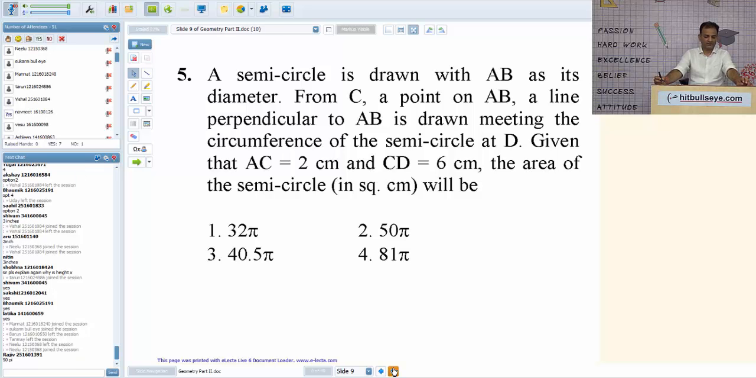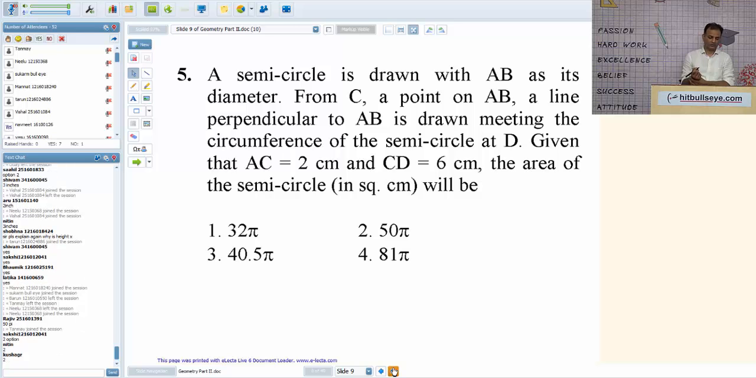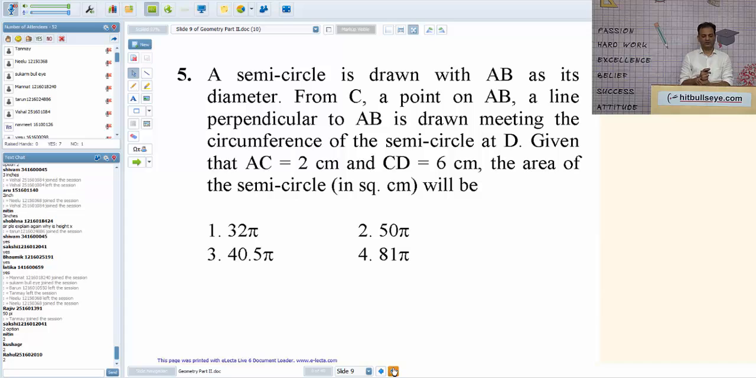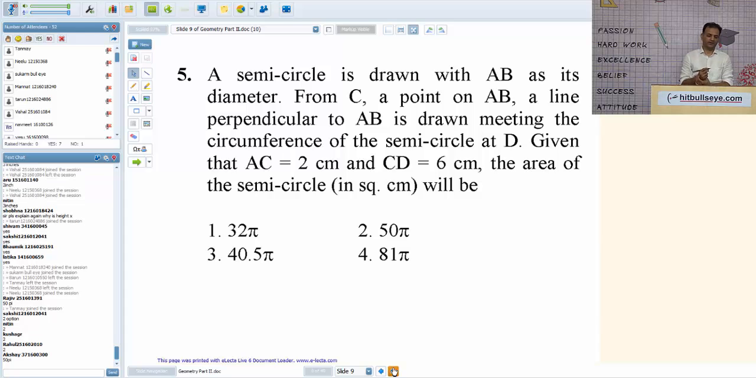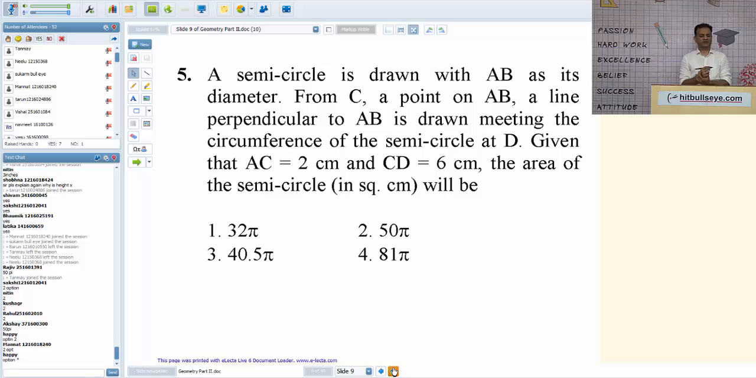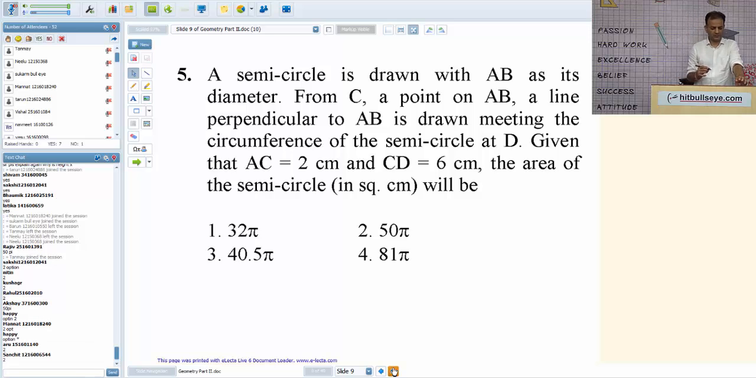Rajiv has come with the answer 50 pi. Okay, second option. Sakshi, second option. Kushagar has also come with the second option. Rahul, second. Okay, 50 pi. Good, good, good. All of you have come with the second option. For this question, it is more than sufficient time.